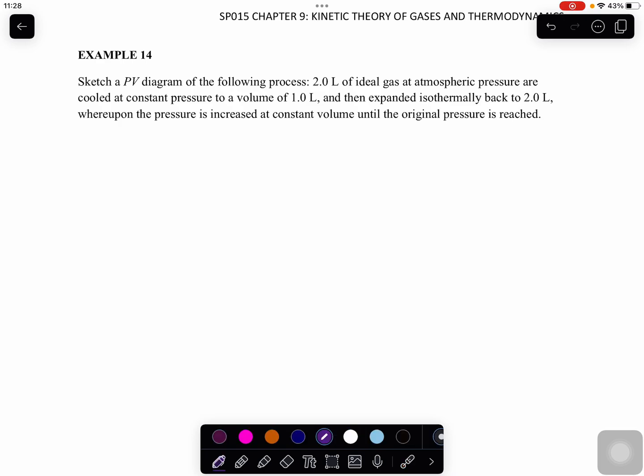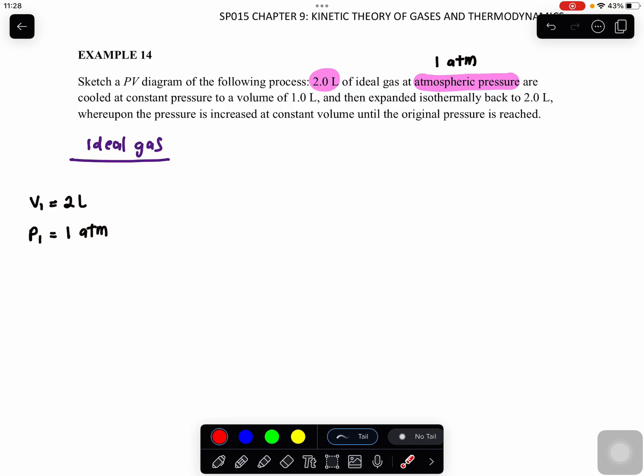So we have an ideal gas. Initially it is at atmospheric pressure and volume dia 2 liter. So initial volume 2 liter, initial pressure is atmospheric pressure, bermaksud 1 atm. And then it is cooled at constant pressure to volume 1 liter. So it's being cooled at constant pressure, dia cakap. So pressure constant tetap sama 1 atm. Volume pula sudah decrease kepada 1 liter.